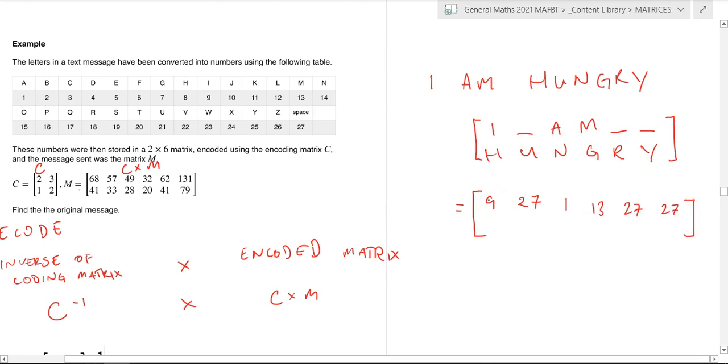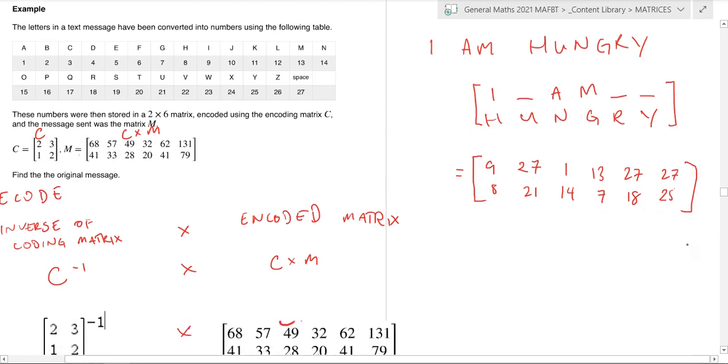Next row, H is 8. U is 21. N is 14. G is 7. R is 18. And Y is 25. There's my matrix.